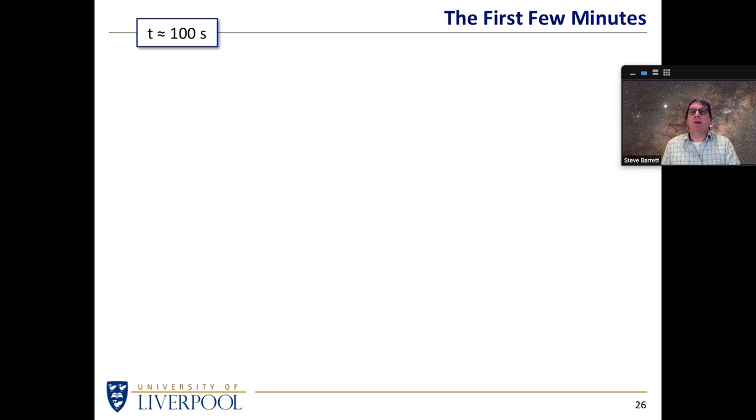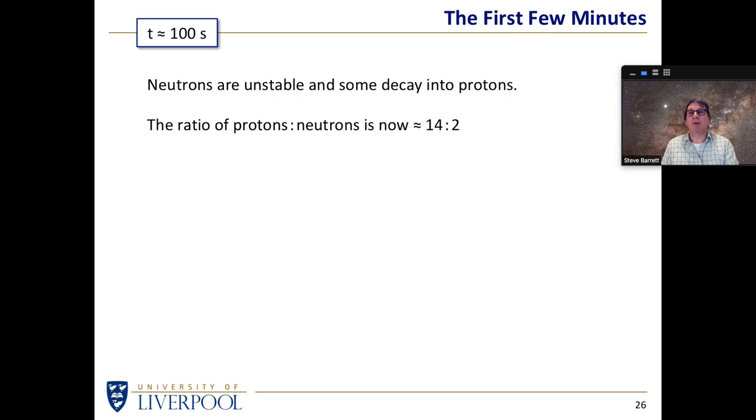If we move on to the point of 2 or 3 minutes or so, a little change in the numbers. Neutrons are unstable. We know that because we can measure in the laboratory, we can stick a neutron on its own and watch it, and what it does is it changes into a proton after a little while. So we know that in the early universe, some neutrons will change into protons. So the ratio of protons to neutrons actually changes a little bit after that 75 to 25 that I just showed you.